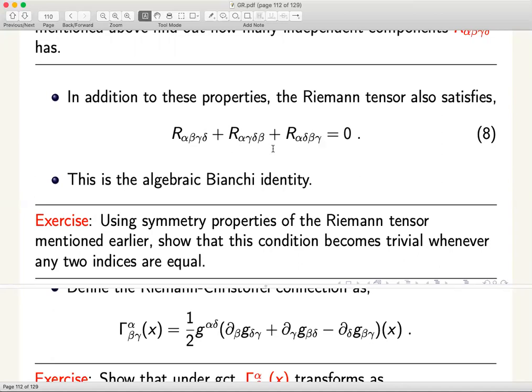Okay. So therefore, you may want to choose any two coordinates here, any two indices here, and set them equal. And then you check that if you do that, then this expression would vanish identically. Now let's do one example. You can check it for anybody else.